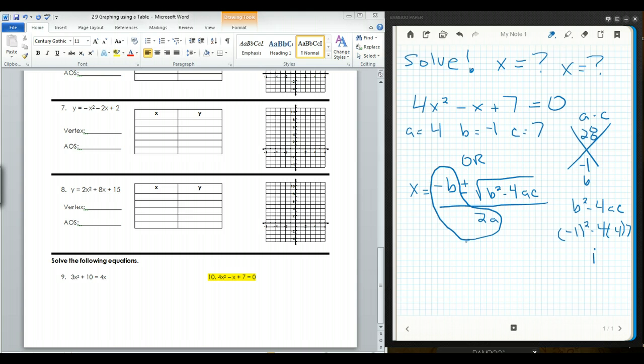One other quick note, check out our negative b over 2a. That's our axis of symmetry formula. So the quadratic equation actually taught us both of those things.